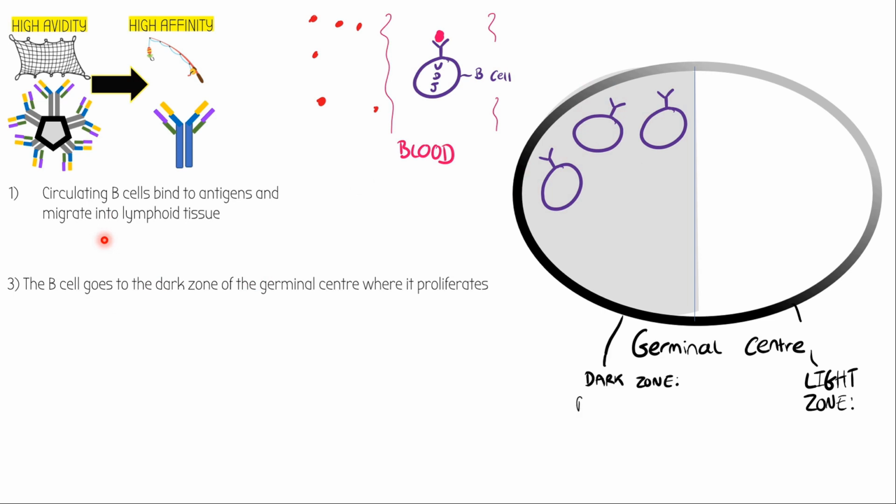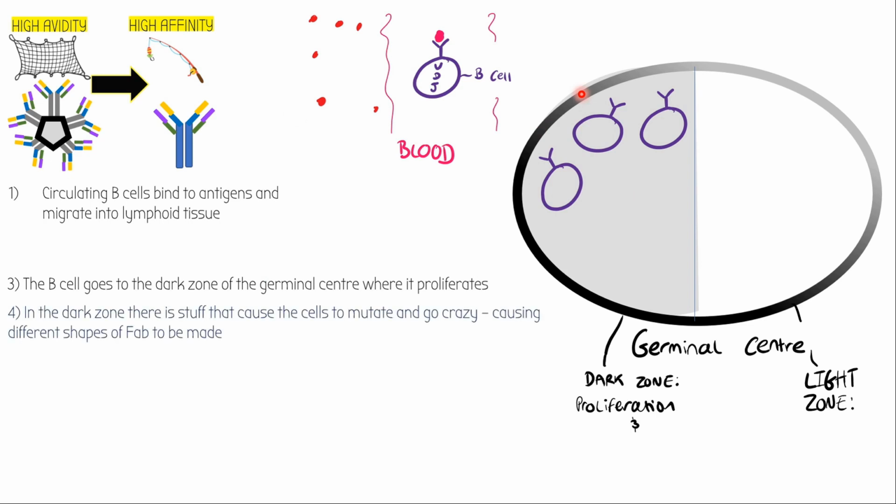Don't worry about the numbers for now, but there's something that I missed out, which we'll go through afterwards. So in the dark zone, the B cells are proliferating, but that's not the end of the story. There's also stuff that makes them mutate. There's chemicals that make them mutate like crazy, and as they're proliferating, they're also going to mutate. And obviously, each genetic mutation is going to alter the antibody shape essentially, and we're going to end up with different antibody shapes each time. So this causes different Fab regions. Okay, so meanwhile these guys are proliferating and mutating simultaneously.